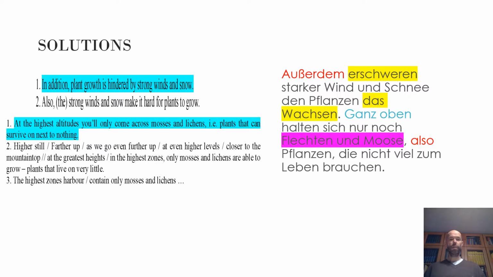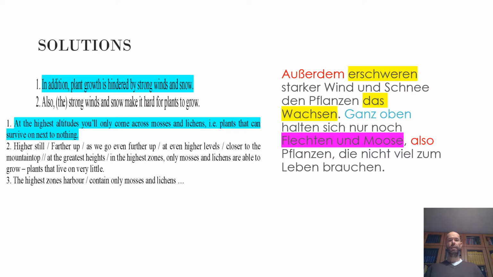In addition, plant growth is hindered by strong winds and snow. This is fairly easy to understand even for a 6-year-old because grow is very similar to growth. And hinder is a very basic word of Germanic origin. But the second sentence will be even simpler, of course. Also, strong winds and snow make it hard for plants to grow.